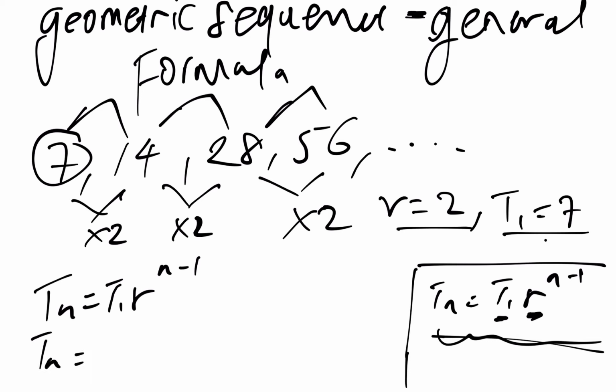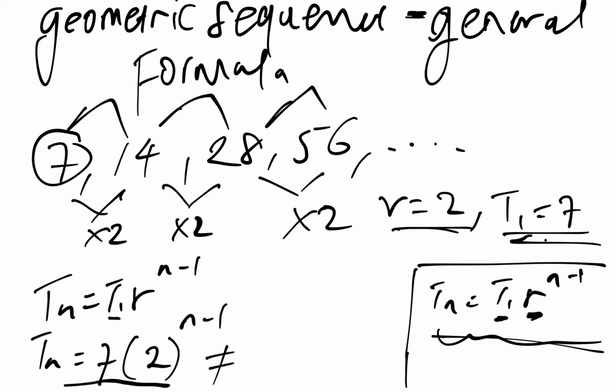Where is T1? I just plug in the 7 here, so I will say 7, and then r is 2, so 2 to the power n minus 1. Alright, this is our answer. We'll leave it like this. We don't have to say 7 times 2 is 14 then to the power n minus 1. No, mathematically that is incorrect. So we just leave our answer like this. So I'm done.